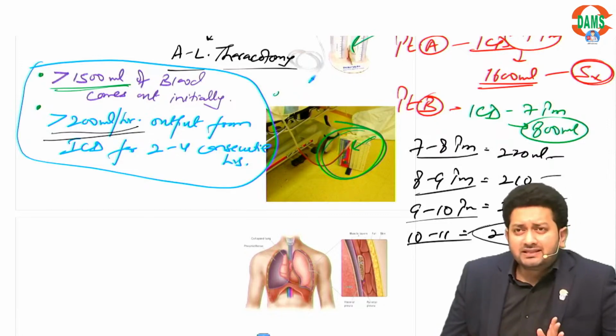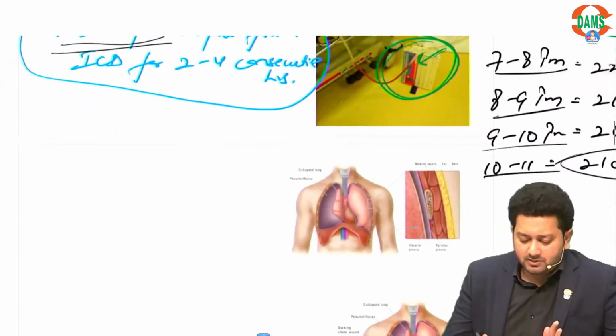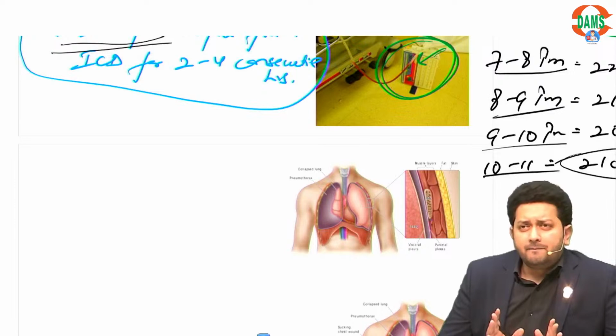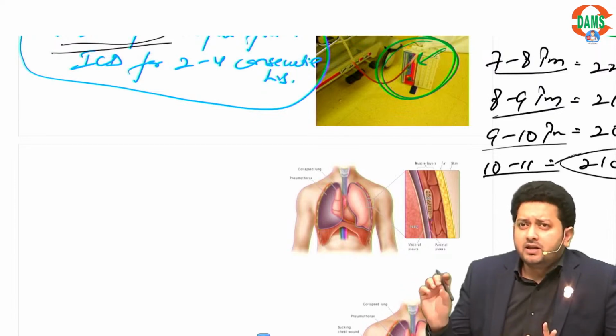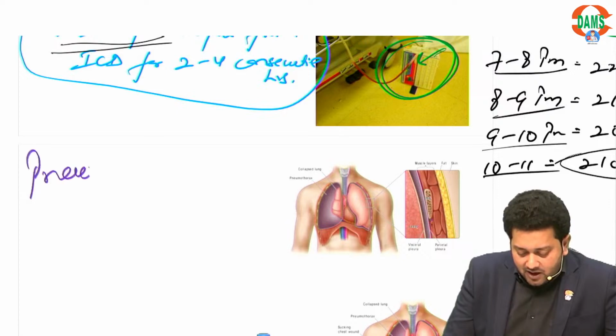Okay, so this is about hemothorax. This injury is hemothorax, and we have also discussed a little bit about the ICD, where it should be placed. Next injury, like you said, how to differentiate it from pneumothorax.